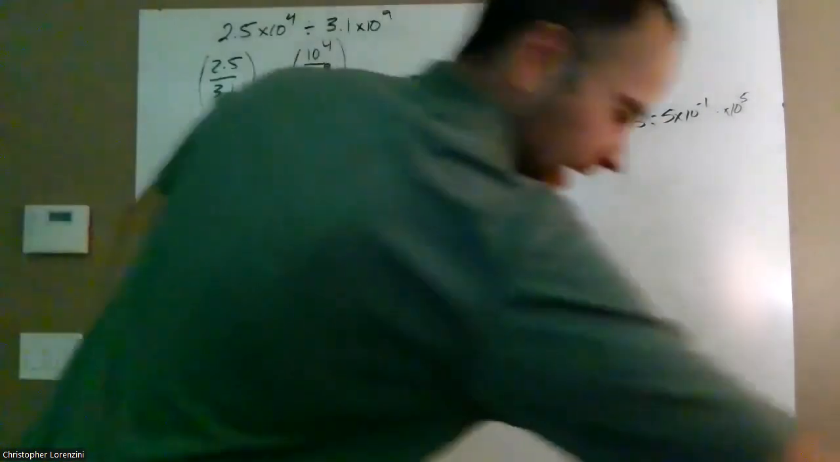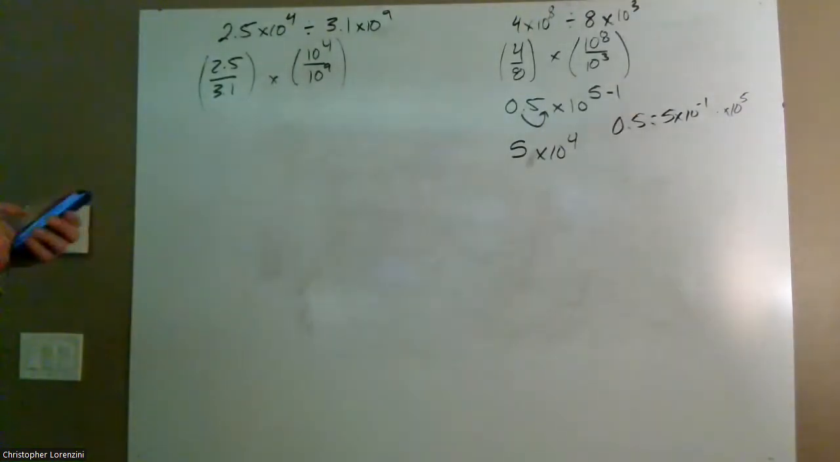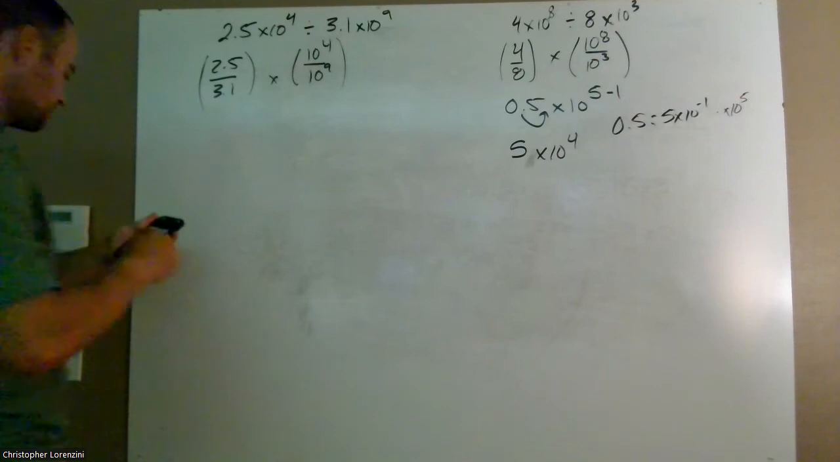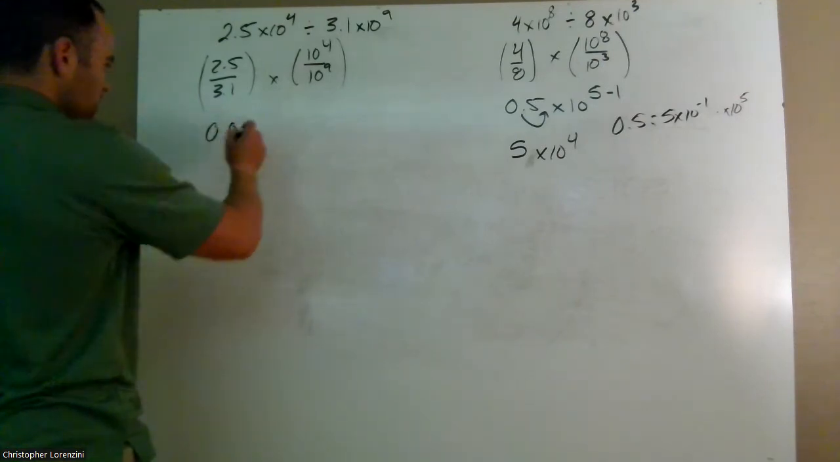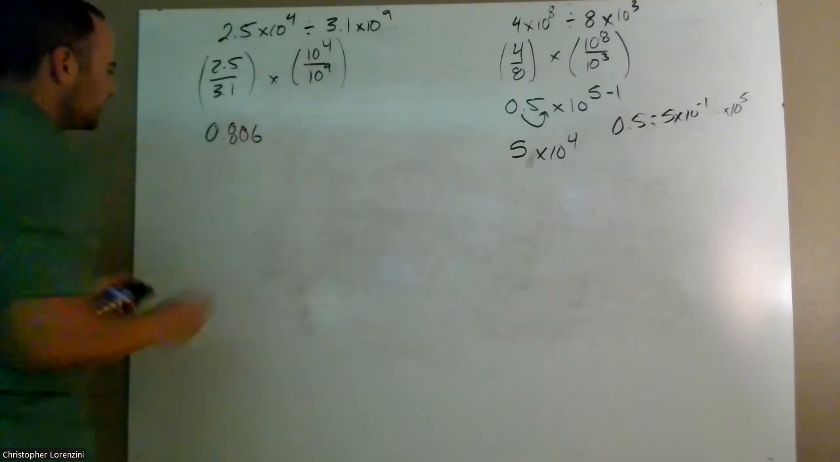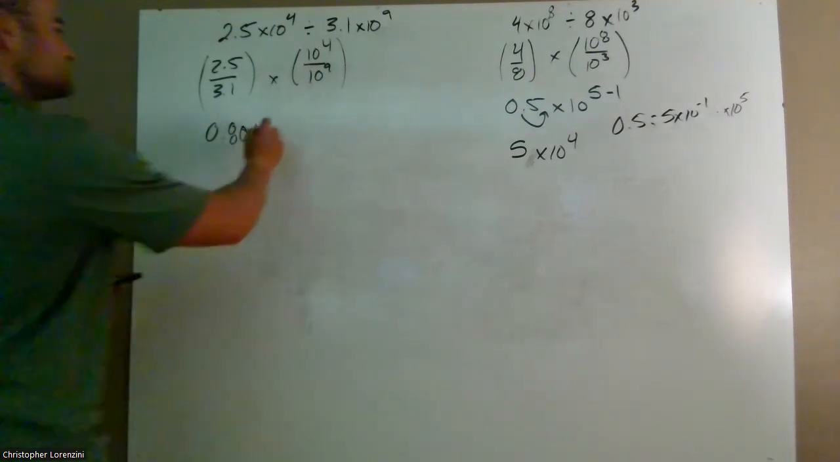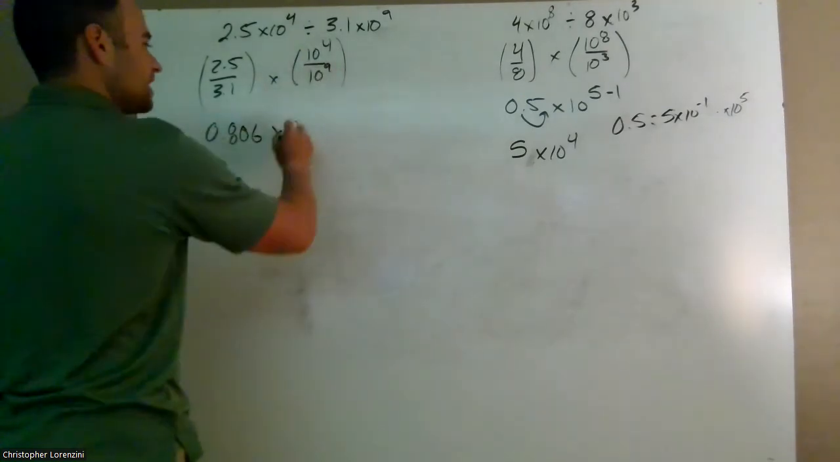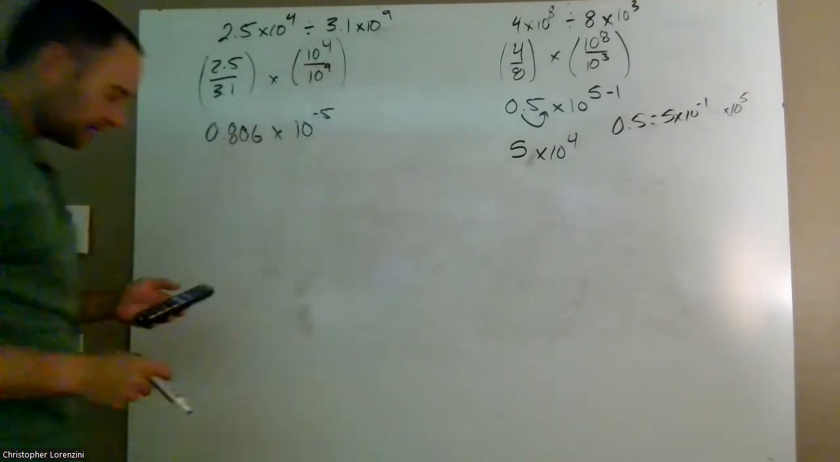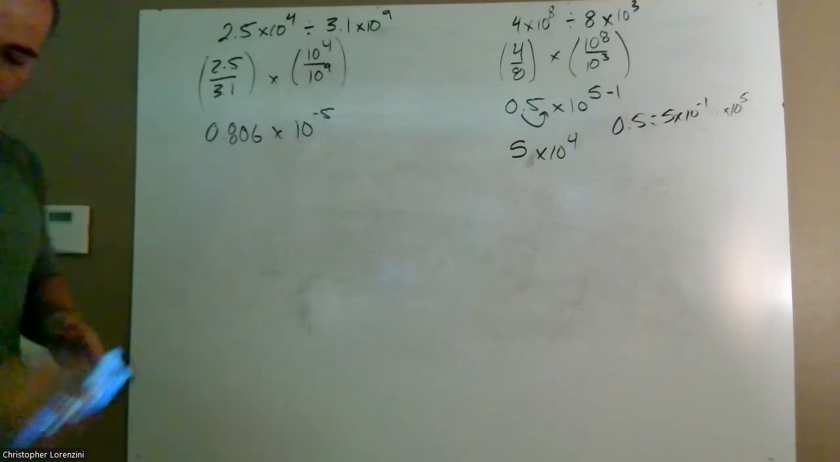So this one I'm going to need a calculator for. 2.5 divided by 3.1 gives me 0.80. We'll just round it to 3 right there, 0.806. 10 to the 4th divided by 10 to the 9th, 4 minus 9 is -5.